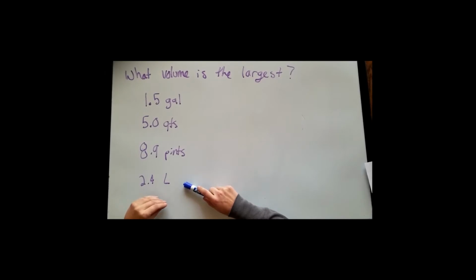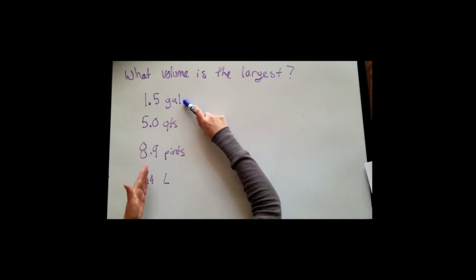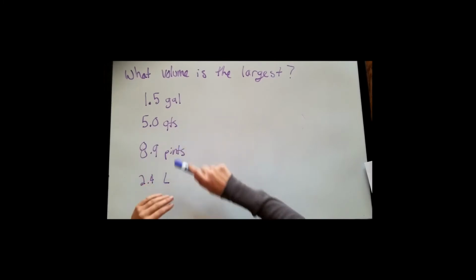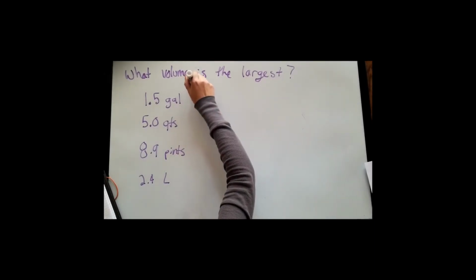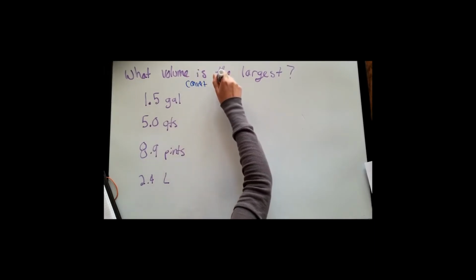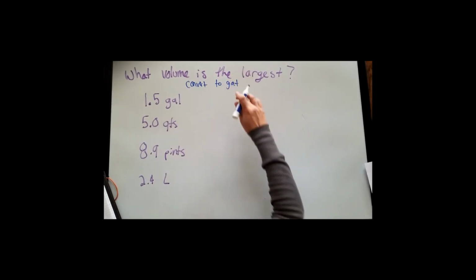So you need to pick: do we want all of these in gallons? Do we want all of these in quarts? What unit do we want to convert them into? We could do gallons, quarts, or liters. Pints is kind of a hard one. There's not a lot of conversion factors for that one. So let's do them all in gallons, okay? If I'm going to compare them, I want them all in gallons. So I'm going to convert to gallons for all of them.